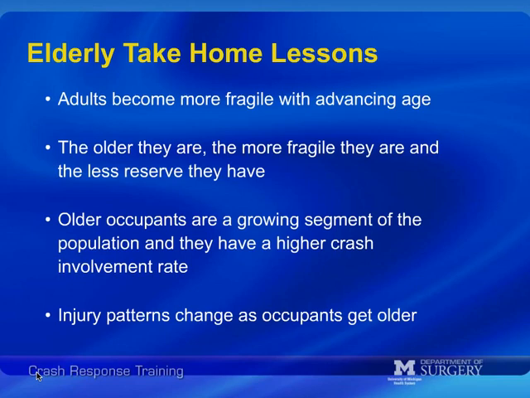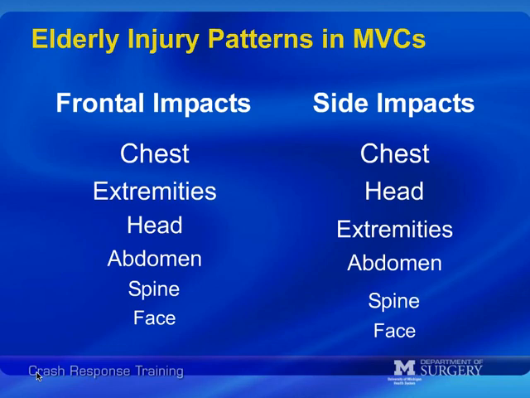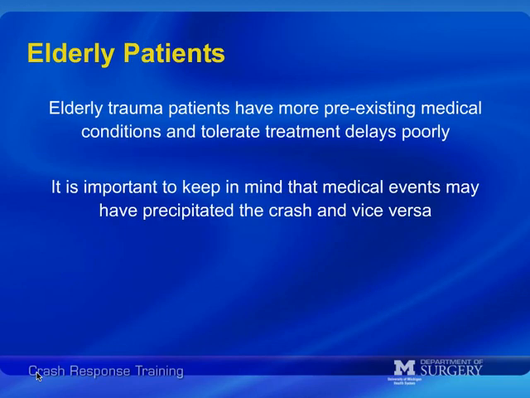Older occupants are a growing segment of the population, and they have a higher crash involvement rate. And injury patterns change as occupants get older. These are some of the elderly injury patterns in motor vehicle crashes. Again, let me stress that there is a greater risk of injury in side impacts. Elderly trauma patients have more pre-existing medical conditions and tolerate treatment delays poorly. It's important to keep in mind that medical events may have precipitated the crash, and vice versa.